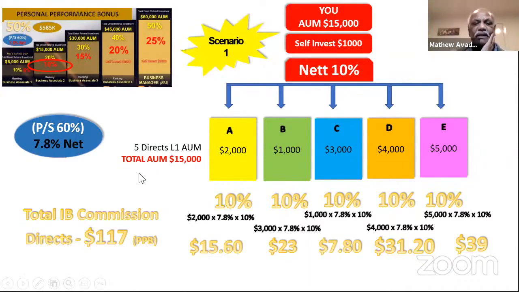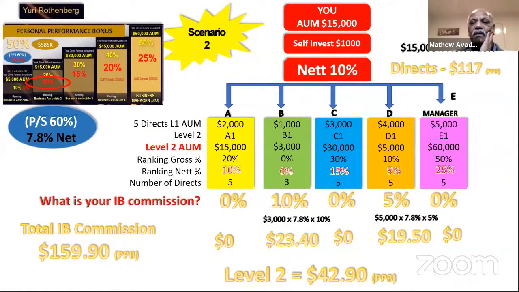Now let's look at the second level. Again, you have 15%. Your pool is 15,000 at level 1, and your own investment is 1,000, which is what we showed you in the previous slide, because at level 1 you would have earned $117.